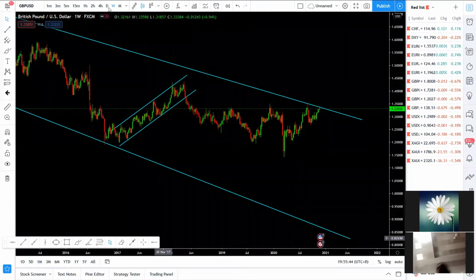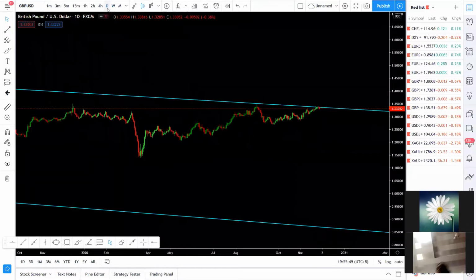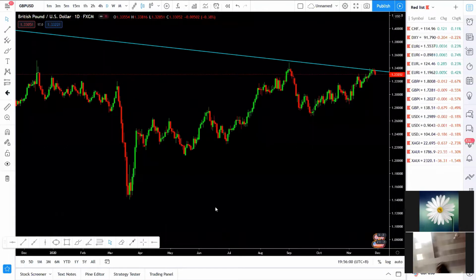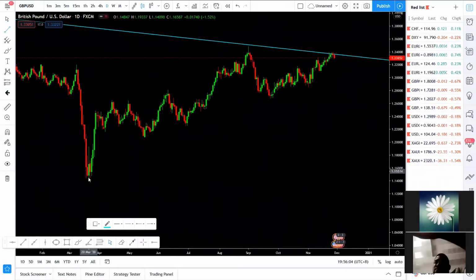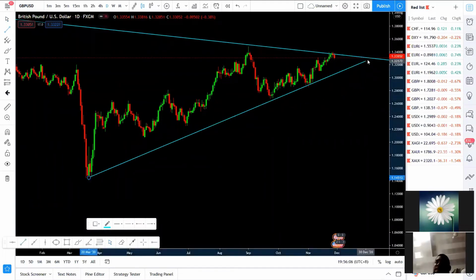Now let's move on to the daily. So usually the most important time frames are the monthly, weekly, and daily. It gives you a bigger picture of what the market wants to do. So let's check out on the daily what it's doing. So we can see clearly from here, if we mark up, that the market was on an uptrend.